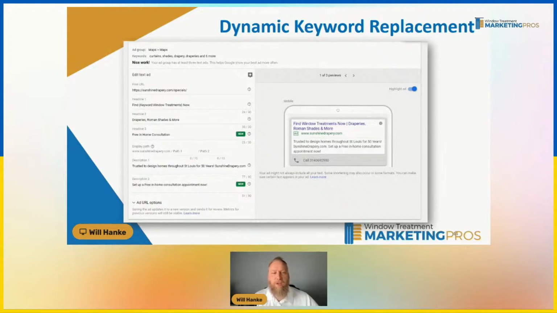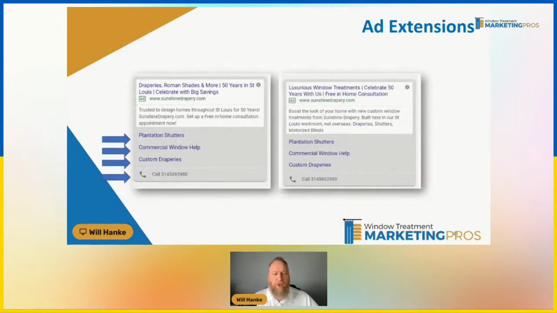Dynamic word replacement is really cool. You can also do that in the text under the title of the ad. Usually it's in the title because that's where people kind of skim first of all. Definitely a really cool thing.